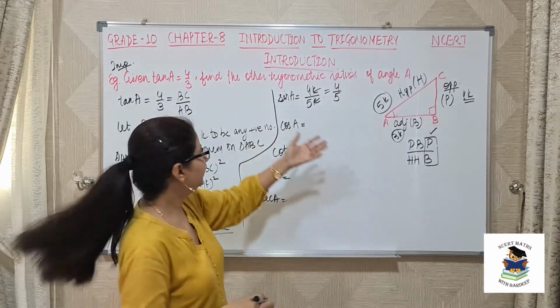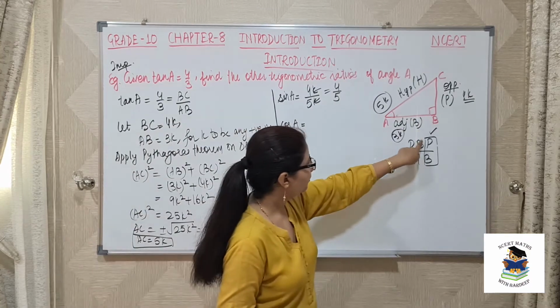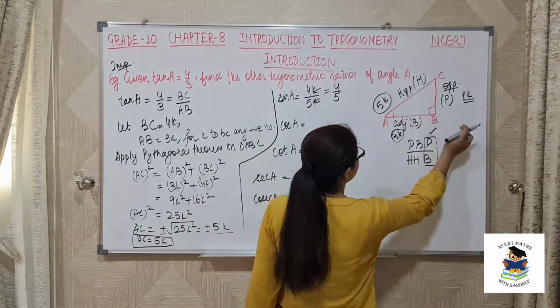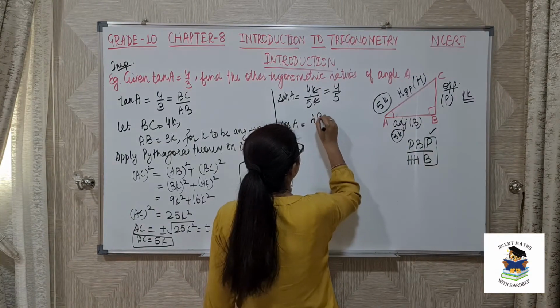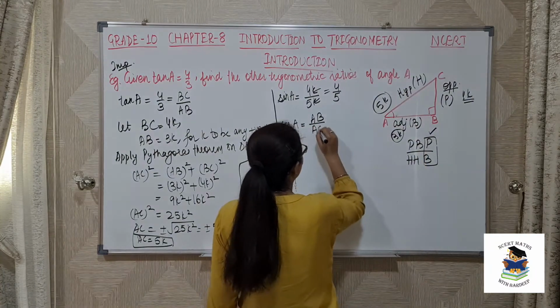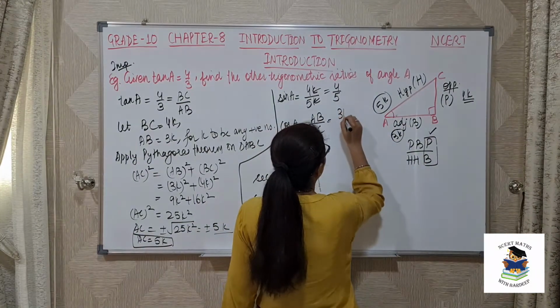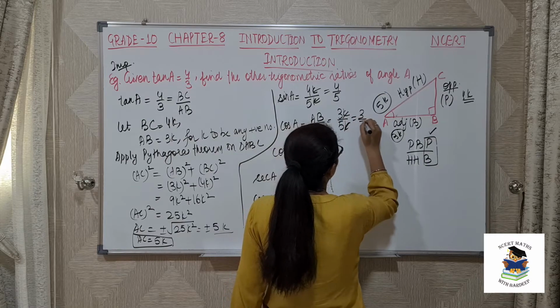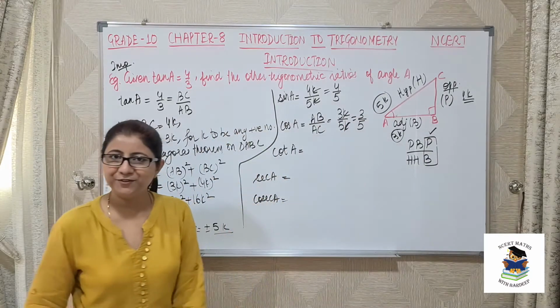See how easy it is. Cos is base over hypotenuse. Okay. So base in our case is AB. You can write it like this also: AB over hypotenuse, which is AC. AB is 3k, this is 5k. K will be cancelled. So the answer is 3 by 5.